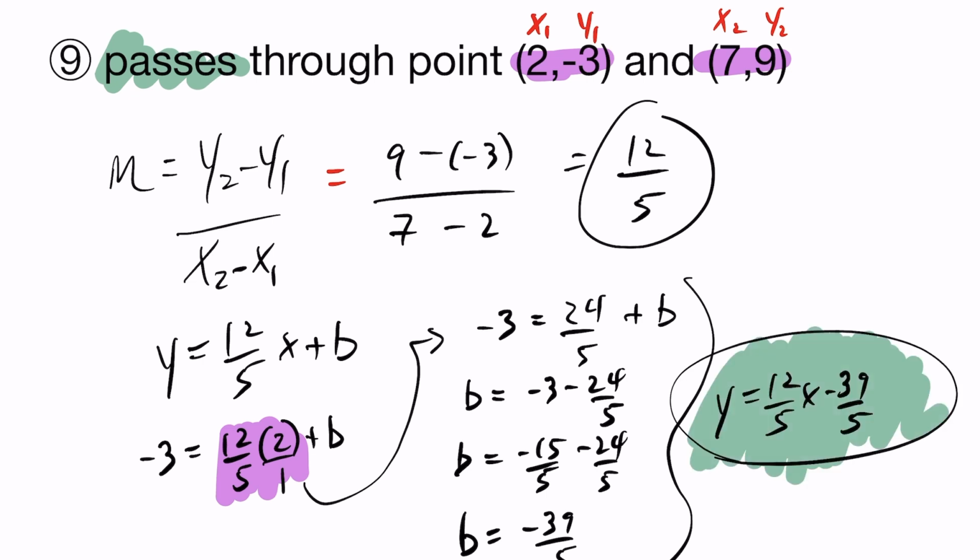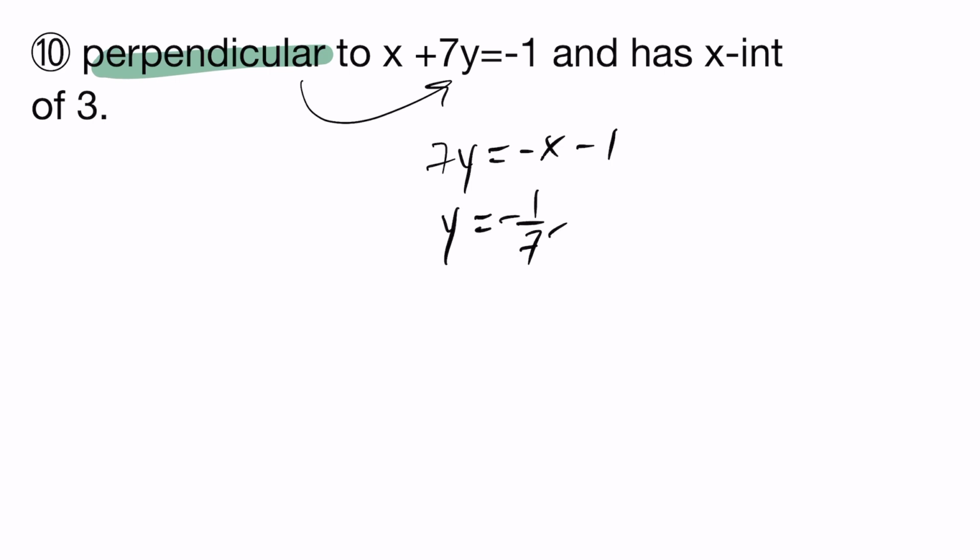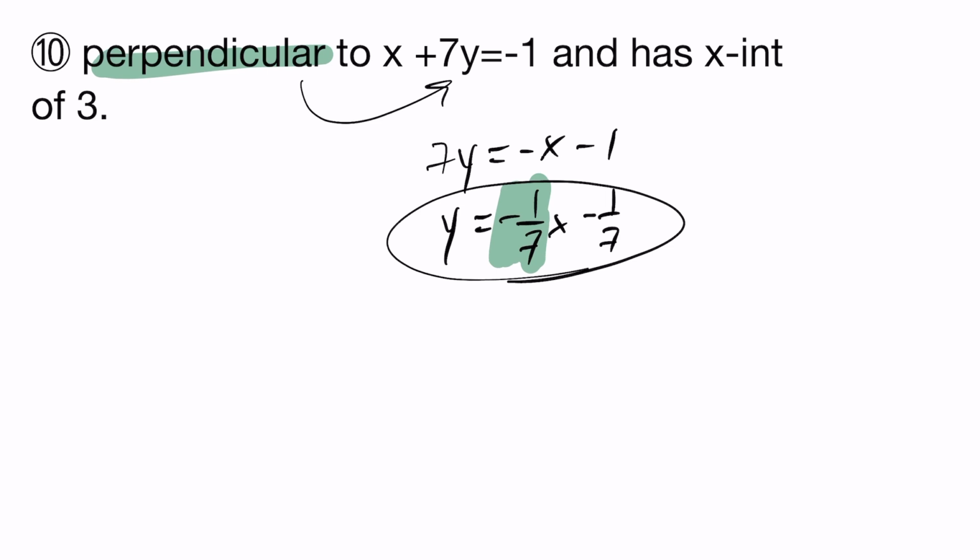Let's take a look at another. So next question here, we want to find the equation of the line that is perpendicular to the following line. So I have to find the slope of this line. Once again, I have to put this in slope-intercept form. Divide across by 7. And now this is in slope-intercept form. Now, the slope of this line is equal to negative 1/7.